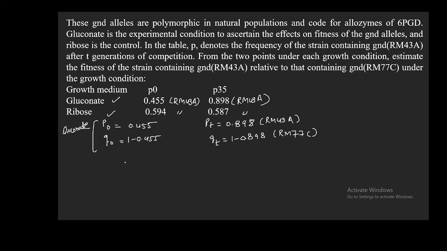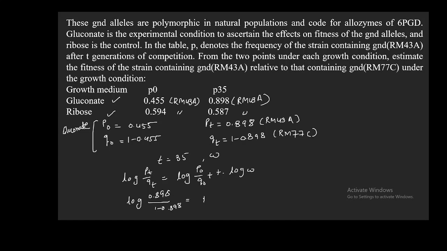Now, you know the PT and QT, you know the T, which is 35, and you want to calculate the omega, which is the relative fitness, and you know the formula, which is log PT by QT is equal to log P0 by Q0 plus T into log W. So you can simply write the values of PT, which you know is 0.898. QT is 1 minus 0.898.